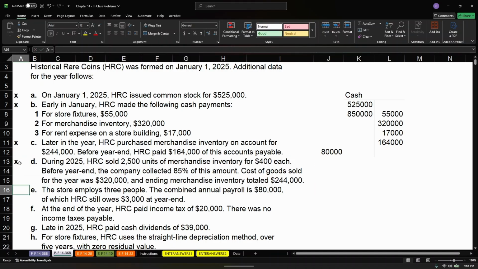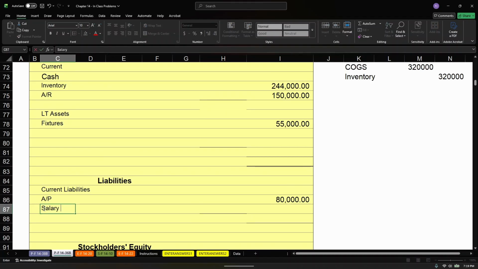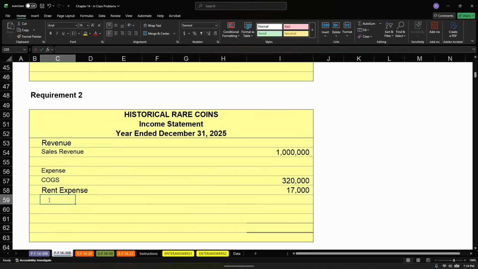Okay, the store employs 3 people. The combined annual payroll is 80,000, of which HRC still owes 3,000 at the end of the year. So how much cash did I actually pay my employees? 77. See, so you can see how the salaries payable liability is related to cash flow. It's a negative adjustment. Okay, so current liability, salary payable, 3,000. And then we had salary expense, 80,000.